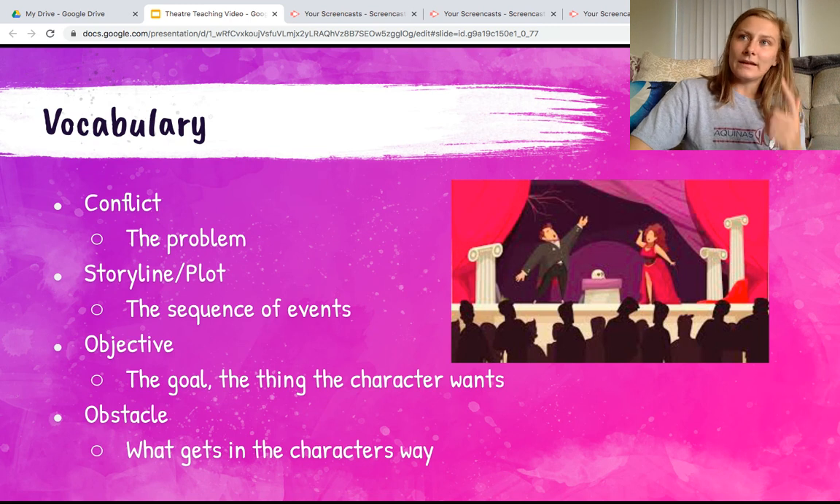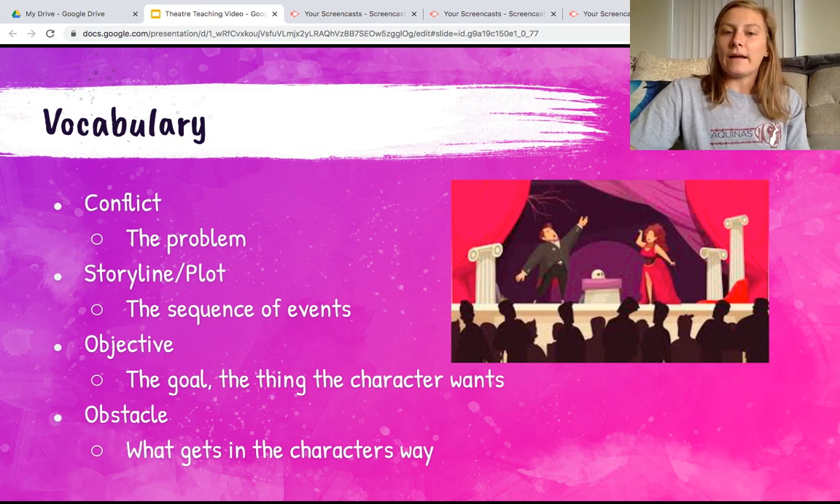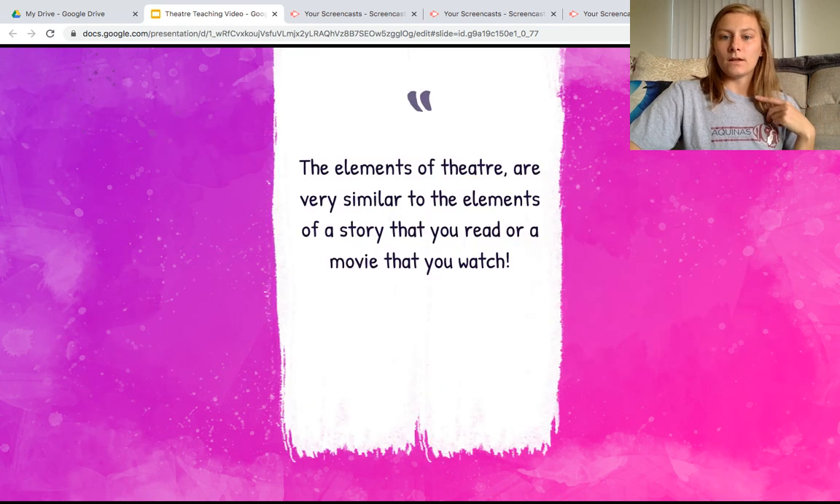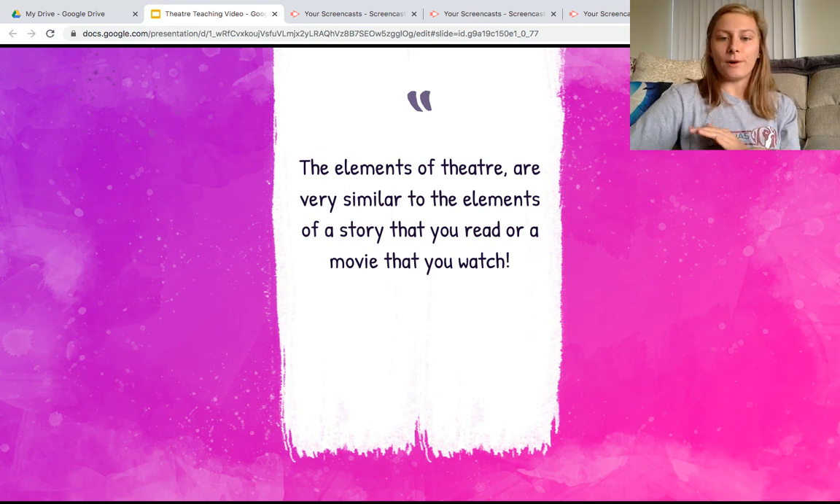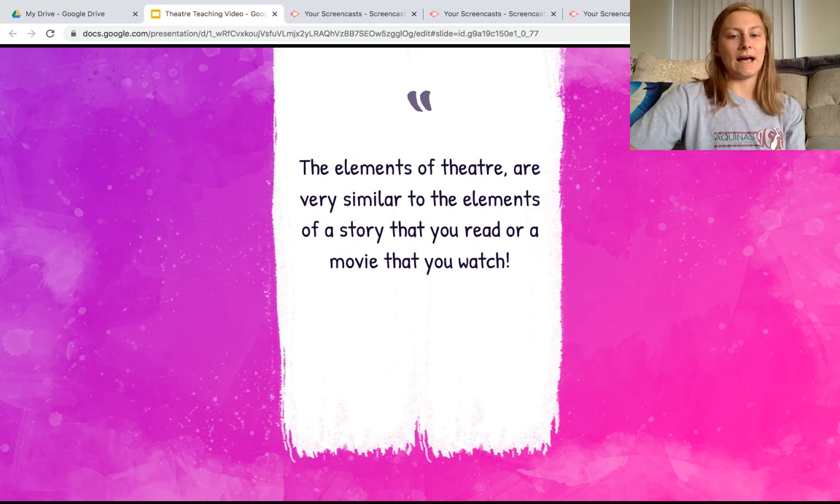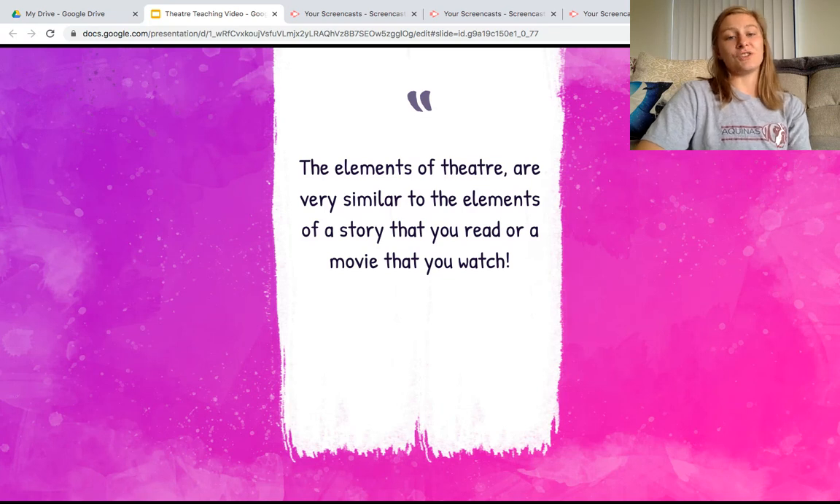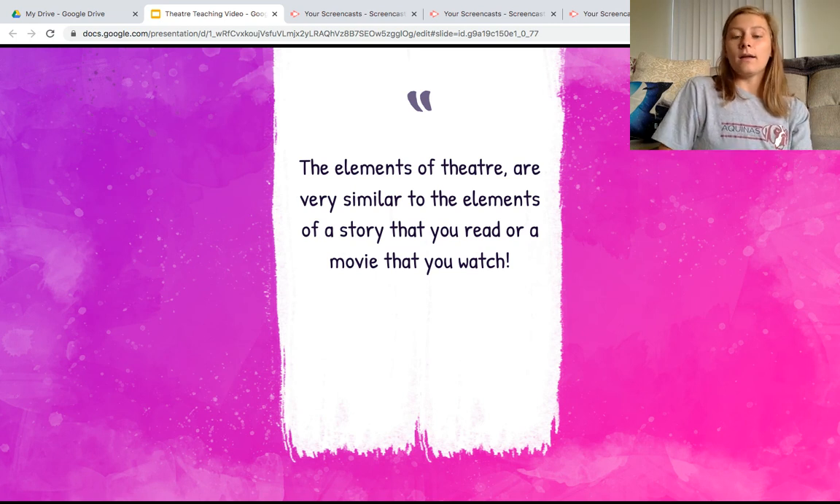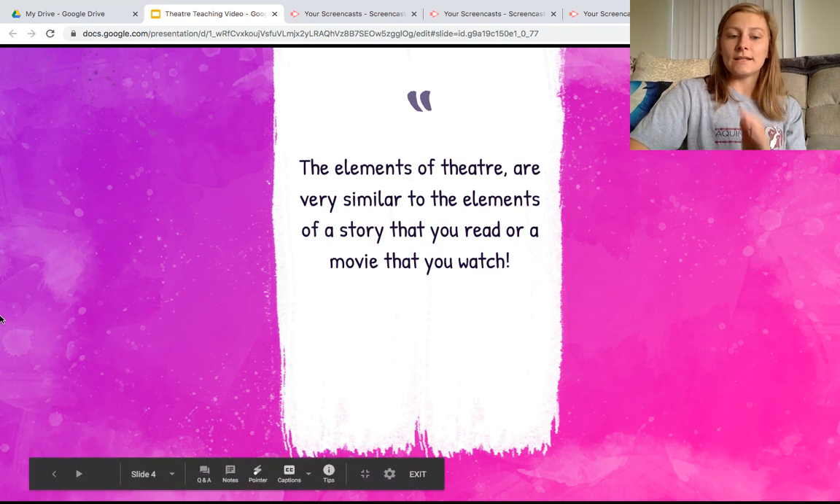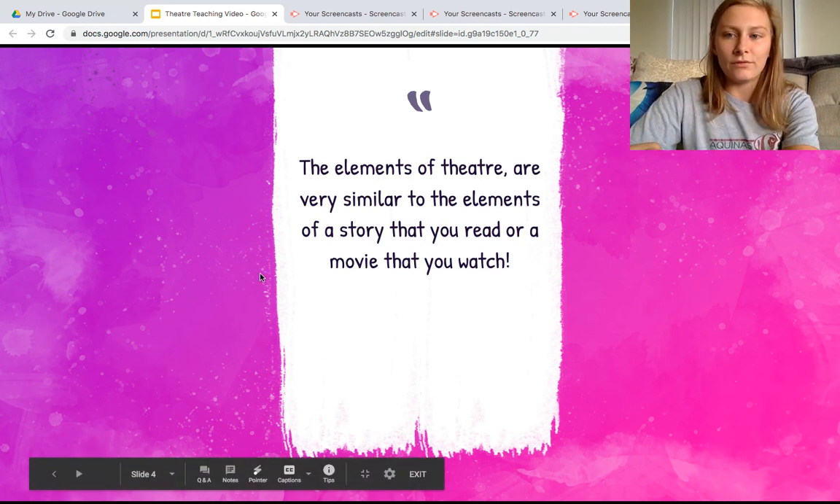And so remember in the beginning when I said, when I give you these vocab words, think about where else we might see these. So these elements of theater, the storyline, the problem, all of those are very similar to elements of a story that you read, like in a book, or in a movie that you watch, right? So along with theater that you watch on a stage, the play, the musical, all of these elements are also in a story, a book, and in a movie. So just keep those in mind as we move through the rest of the lessons.